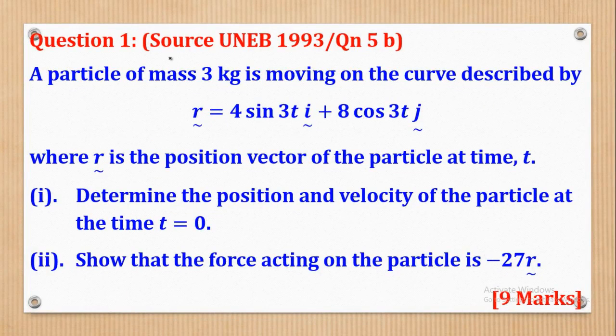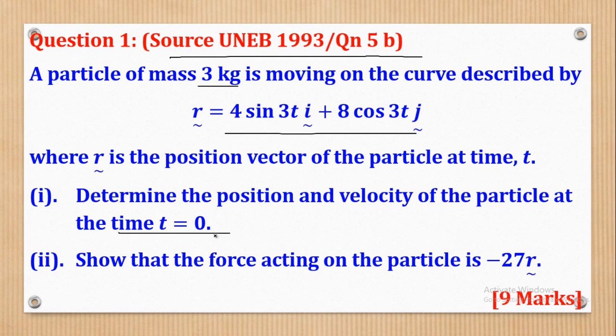Question 1 was got from UNEB 1993, paper 2, question 5b, and says a particle of mass 3 kilograms is moving on the curve described by r equal to 4 sine 3t i plus 8 cos 3t j, where r is the position vector of the particle at time t. Roman 1. Determine the position and velocity of the particle at time t equal to 0. Then part B, show that the force acting on the particle is negative 27 r.